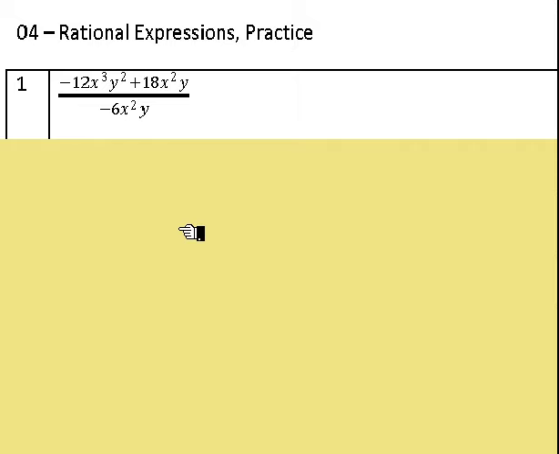In number one, we just want to simplify this rational expression. Okay, and we're going to do that by dividing the denominator into the numerator. The denominator does divide into the numerator, so let's do that. We're going to first divide into the first term, and so we have minus 12 divided by minus 6 is positive 2.